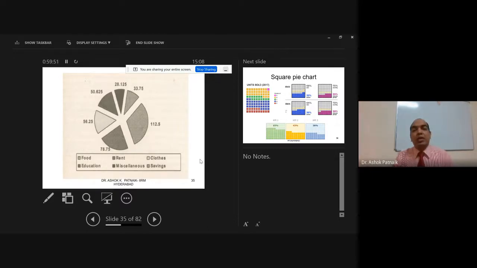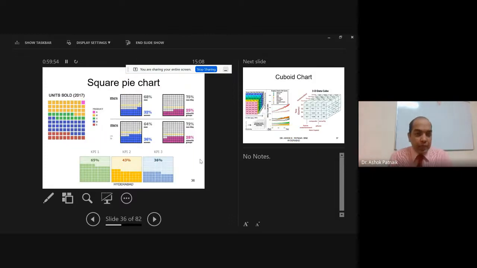Then comes another popular chart. We call it the square pie chart, which is generally used by many companies to showcase their data. It is very easy to understand and very quickly people can realize what is happening with the data. So with different squares, you can say how many percentage of men and how many percentage of women are there, and what is their strength. You can see from the color. So blue ones are women, and brown or gray ones are men.